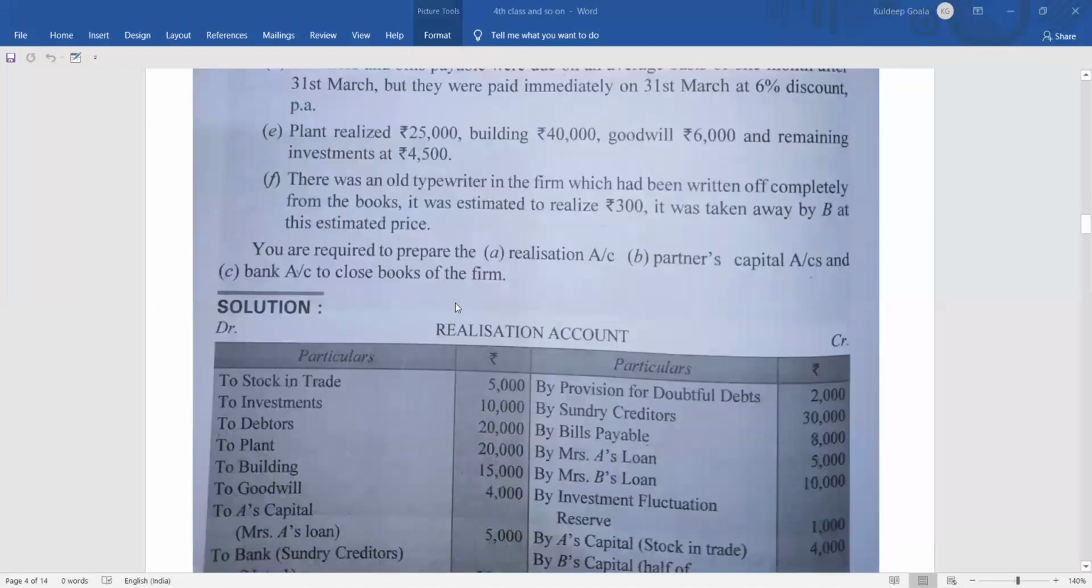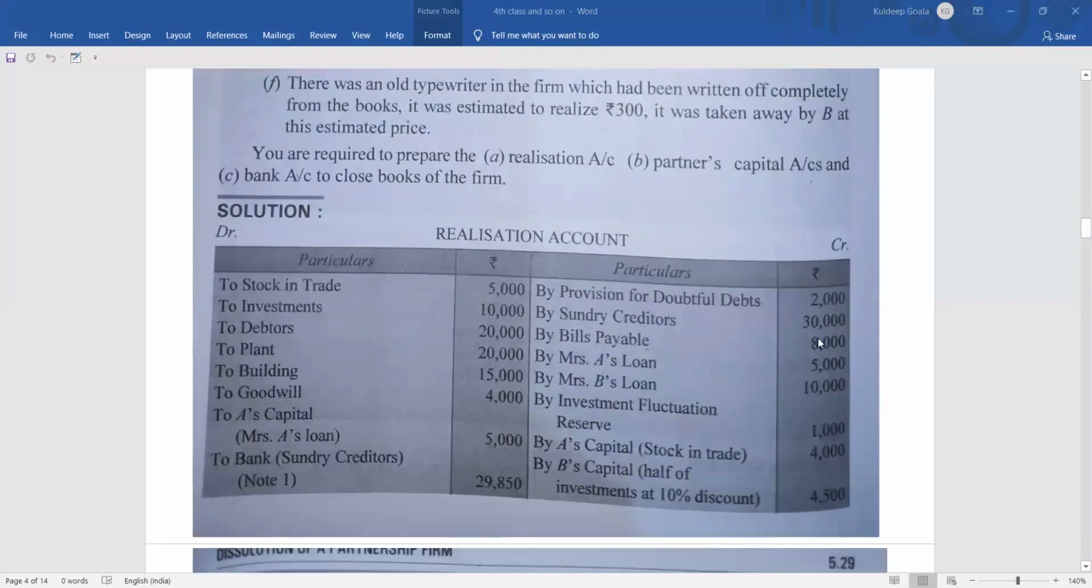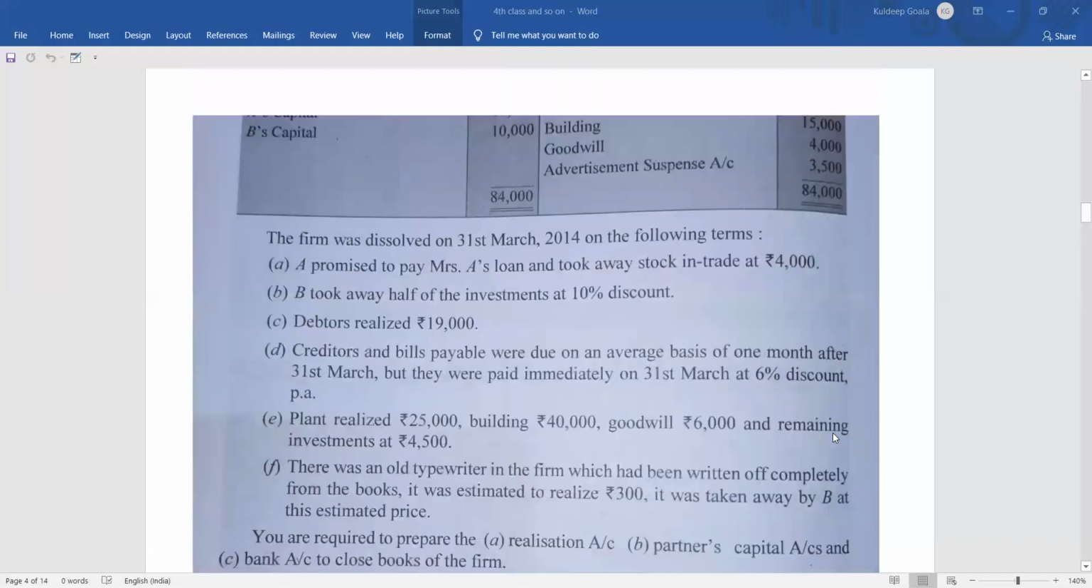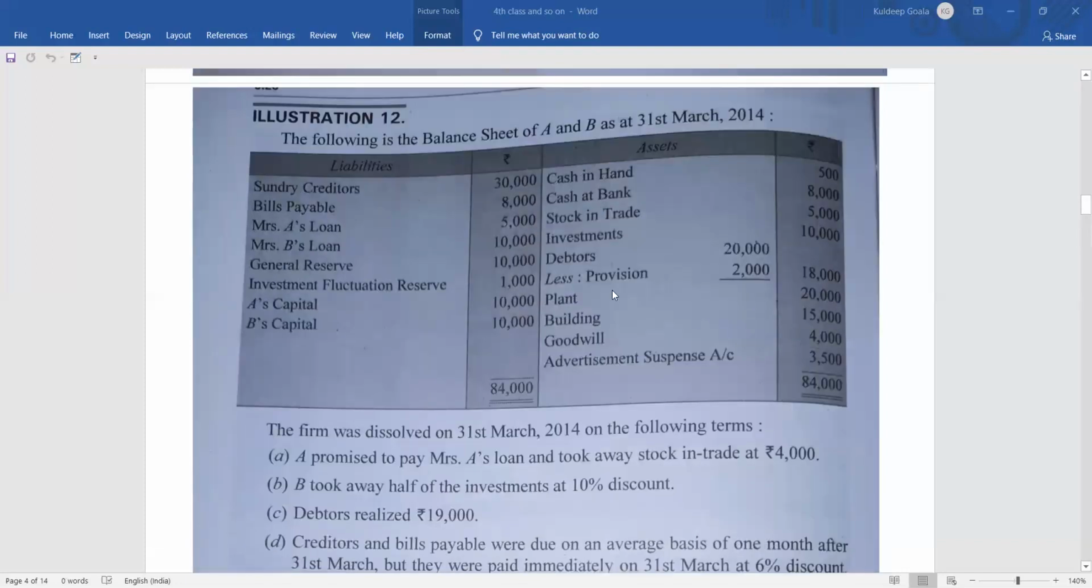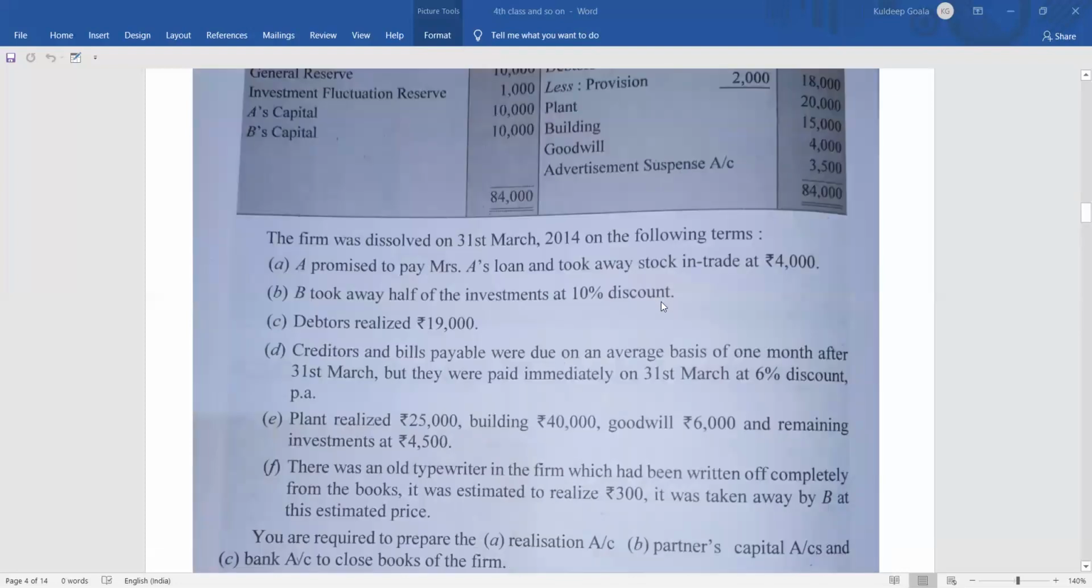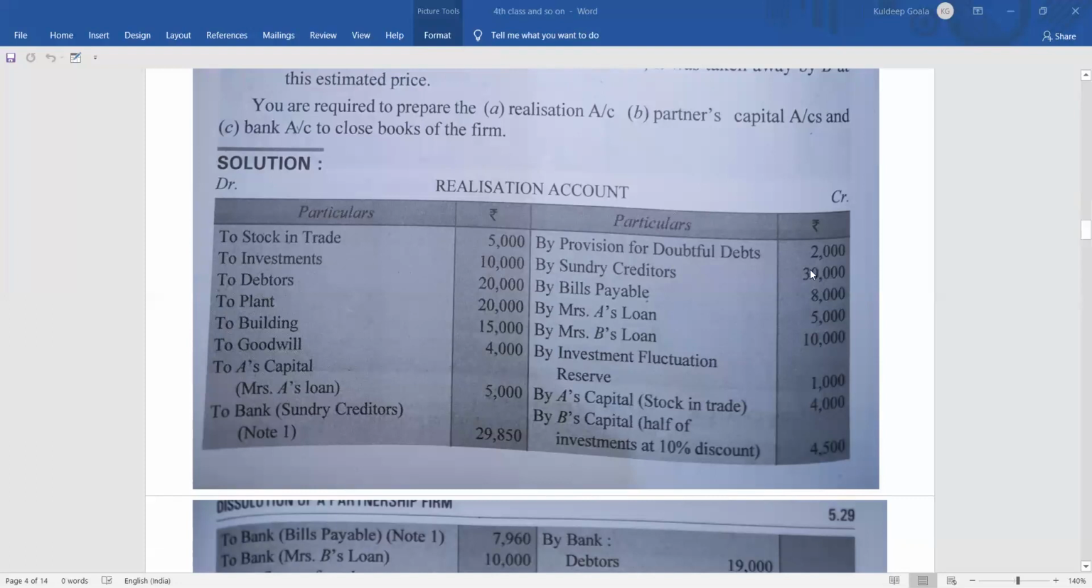So in the realization account credit side, you can see by sundry creditors 30,000, by bills payable 8,000, by Mrs. A's 5,000, by Mrs. B's loan account 10,000, by investment fluctuation reserve 1,000. Along with that, remember that one thing from the asset side is going to be treated like the liability side. There is provision. It's not going to be in the liability side, but it's going to be treated in the same way. Journal entry for provision will be like this. Realization account credit, and the provision will be debit because provision shows credit balance. So provision for doubtful debt account debit to realization account credit side, by provision for doubtful debt 2,000. I hope all of you understood this point.